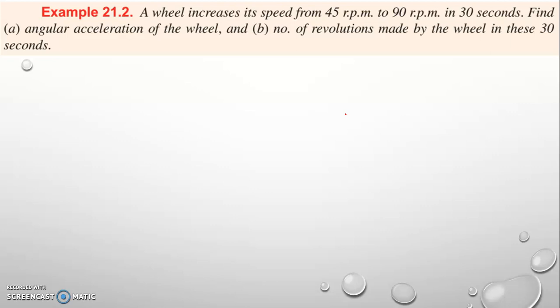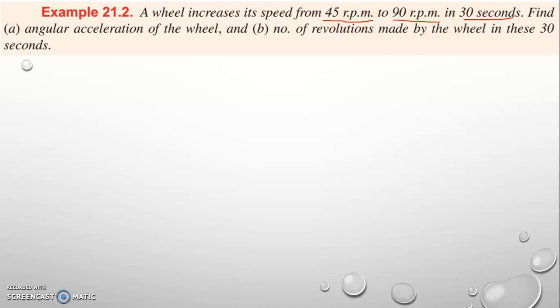A wheel increases its speed from 45 rpm. Here they have given the velocity in rotations per minute. How to convert the rotation into radians? The wheel increases speed from 45 to 90 rpm in 30 seconds. So the initial velocity is 45 rpm, omega naught, the final velocity is 90 rpm, omega, and the time is 30 seconds.